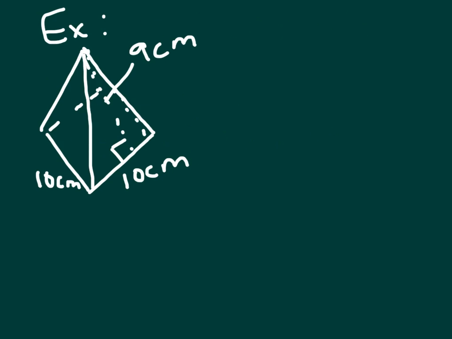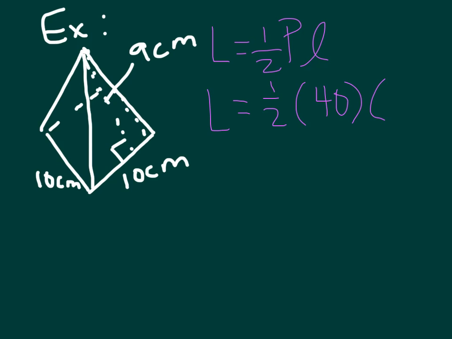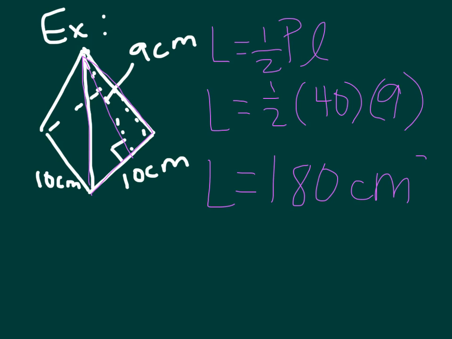Okay, so let's do one example together. We have a pyramid here, and we need to find the lateral and the surface area. So let's find the lateral area first. So remember, our formula is 1/2 perimeter times the slant height. So our lateral area is going to be 1/2 times, well, the perimeter of the base is a square, so 10 times 4 is 40, times the slant height, just the height of that face of that triangle. So my height comes right down here, and it's labeled as 9. So I'm going to do the lateral area is 180 centimeters squared.